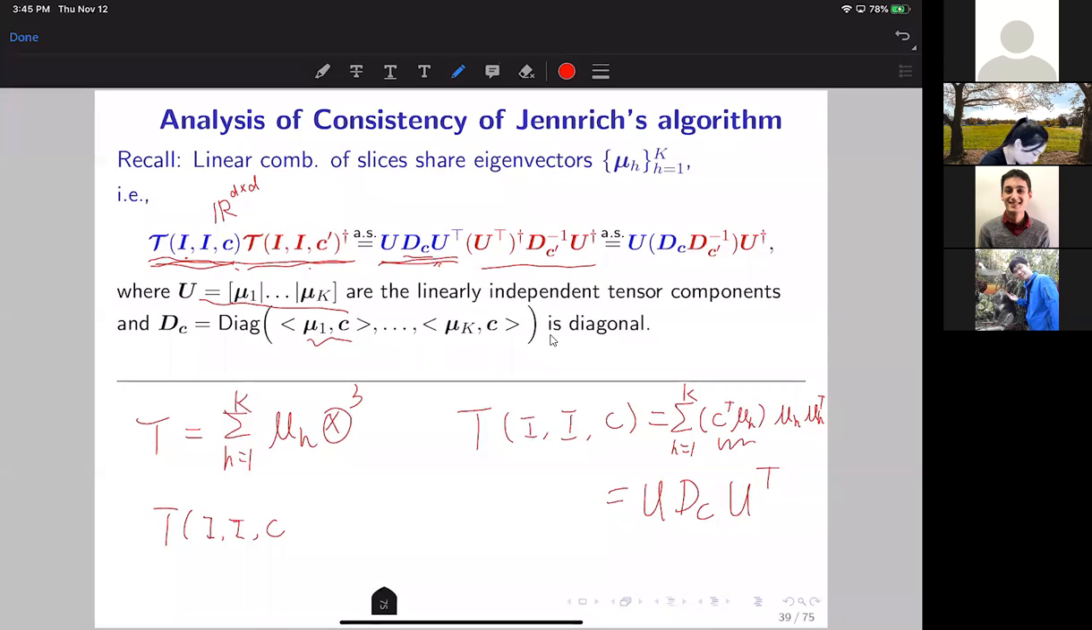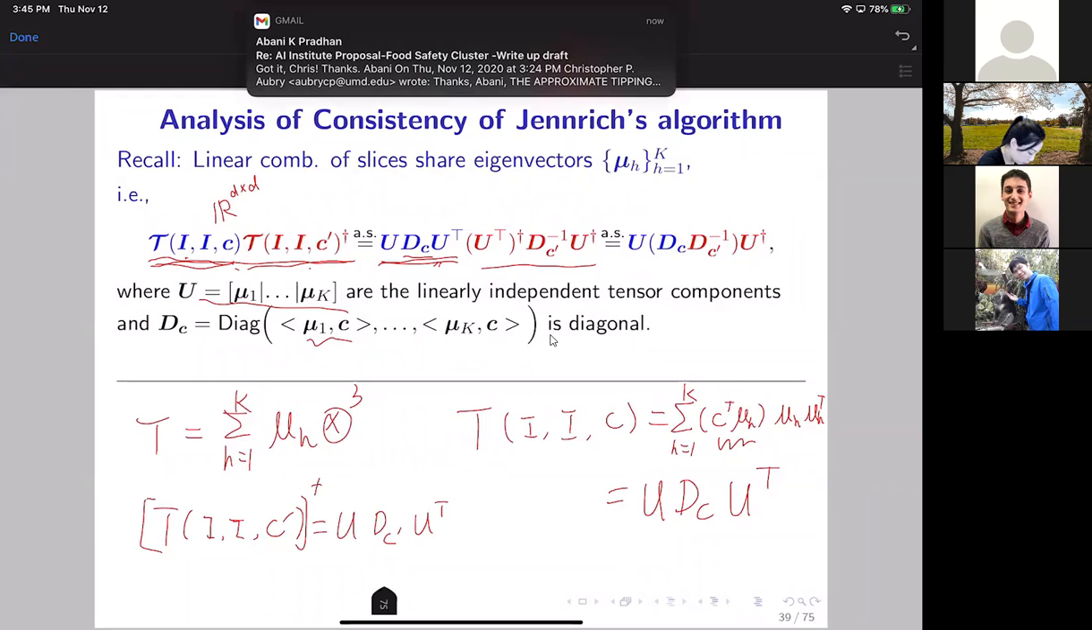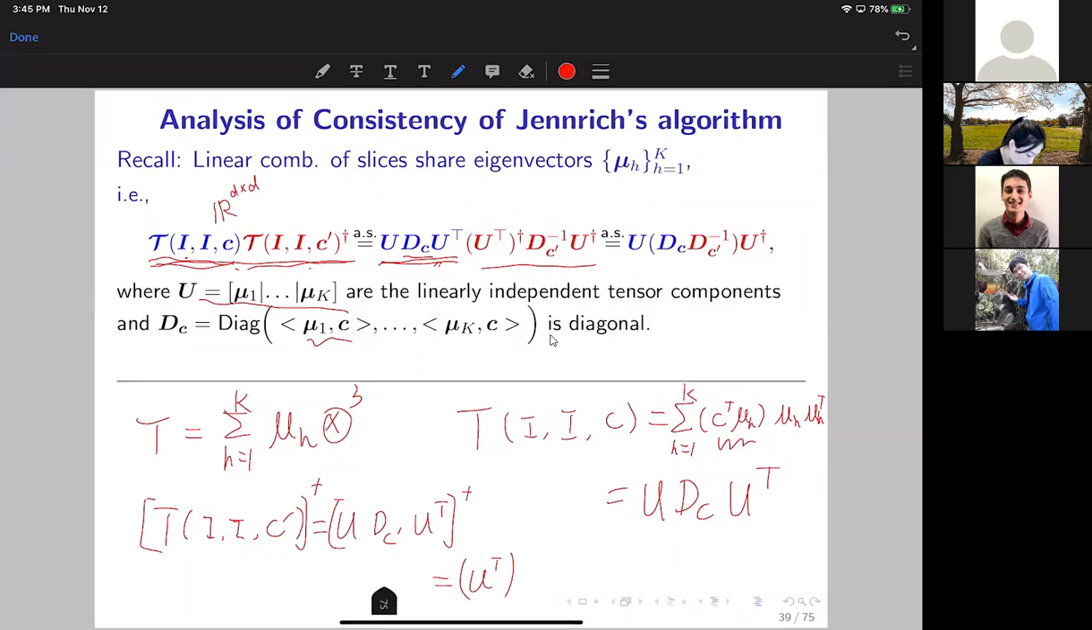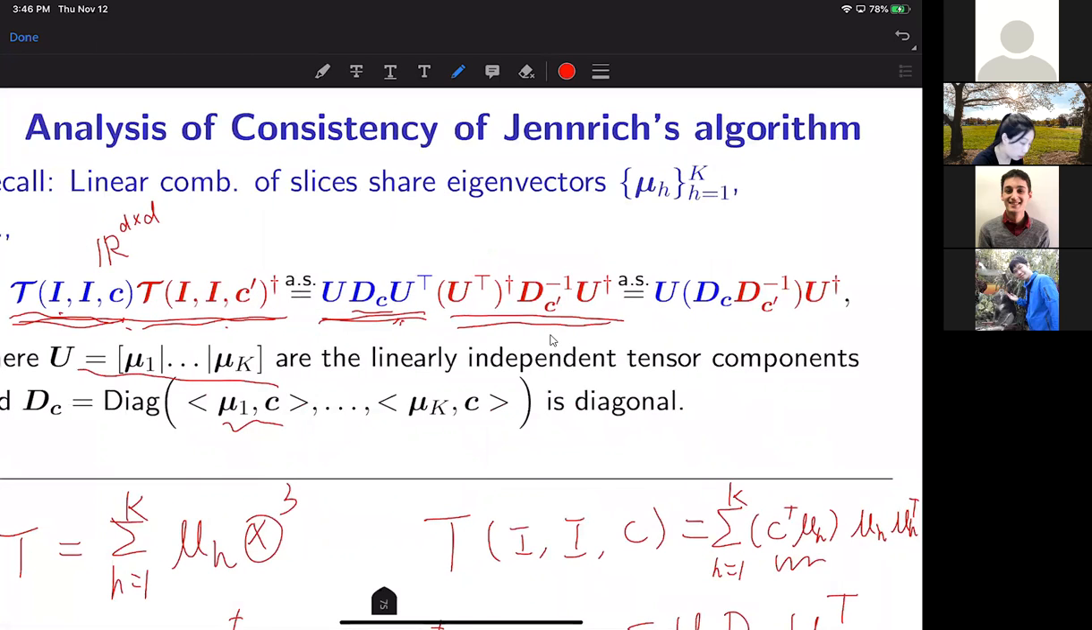So the T of IIC prime can be written as U DC prime U transpose. That's why the pseudo inverse can be written as this guy, right? If you have a diagonal matrix, and assuming that your diagonal matrix has no zero elements, then the pseudo inverse is just the inverse itself. And then you have the U pseudo inverse here. So that's why you have this form here, okay?